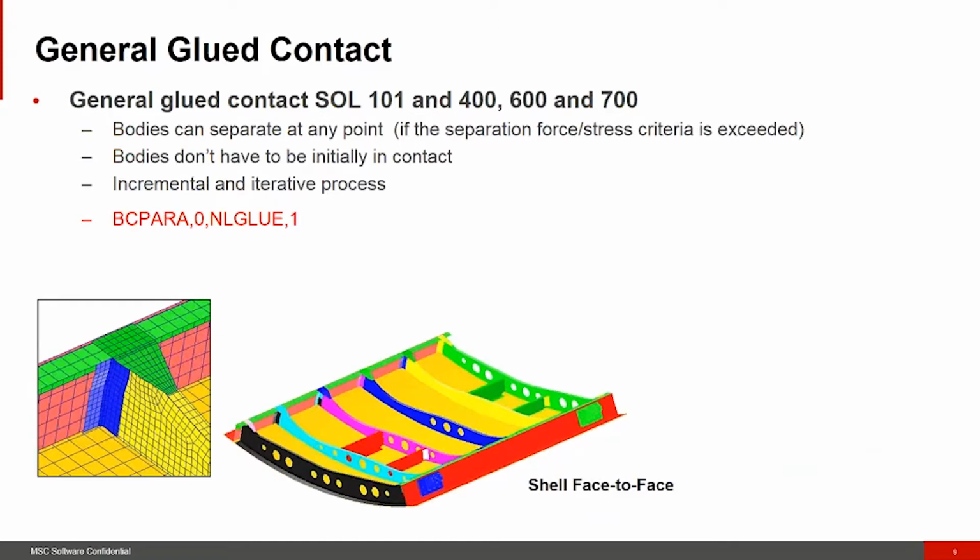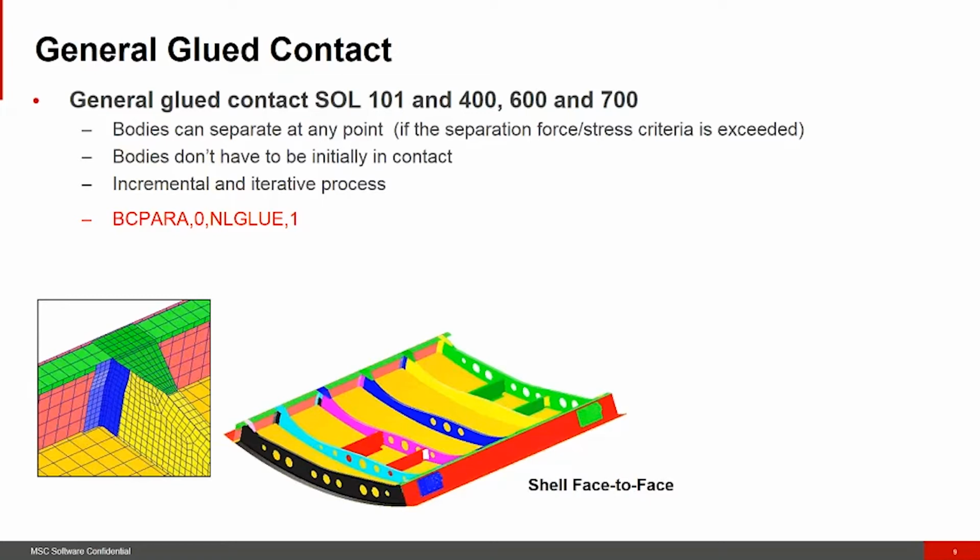The second option that we're going to talk about is the general glue. So this is a little bit different than the permanent glue. Unlike the permanent glue, in the general glue, the bodies don't have to be initially in contact. What happens is that they can come into contact during the analysis, and depending on the separation criteria, whether it's force or stress, the parts may separate. So that's one benefit over the permanent glue. Another thing is that this is only supported in solution 101 for linear static, in solution 400 for nonlinear, and our solution 600 and 700.